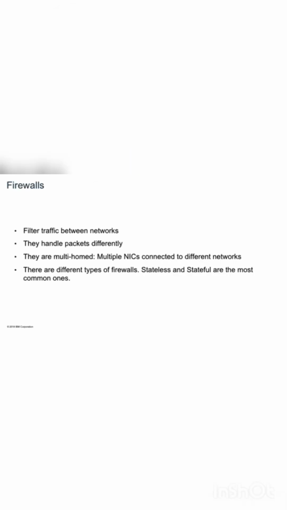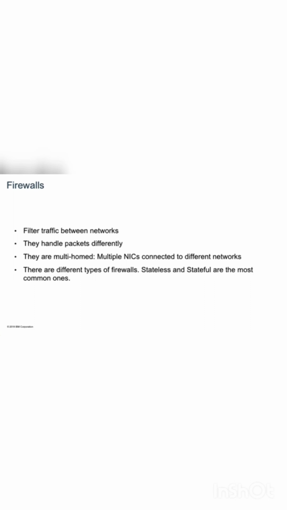Firewalls, as you probably already know, can filter traffic between networks. Depending on the type of firewall, they handle packets differently. Firewalls can be multi-homed as well, meaning they have multiple NICs, or network interface connectors, connected to different networks. To put it in other words, we have one NIC connected to the internet, and one NIC connected to our local network.